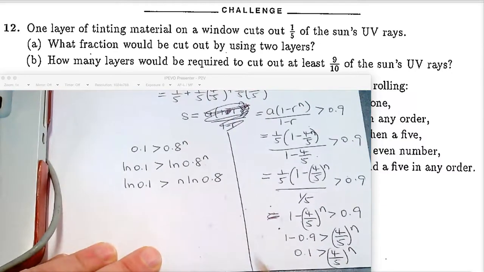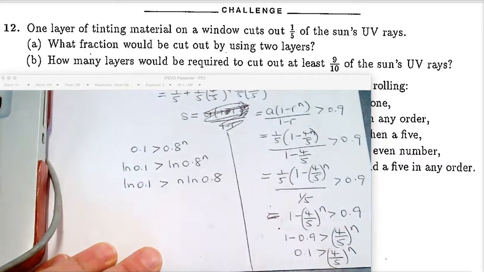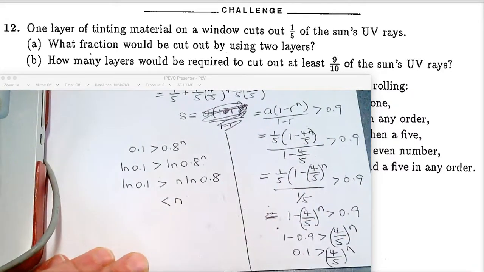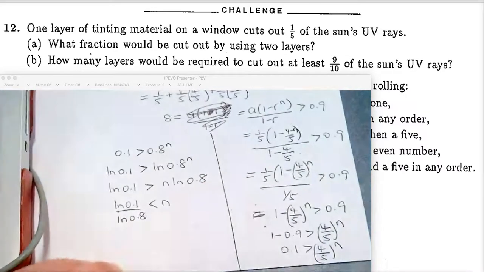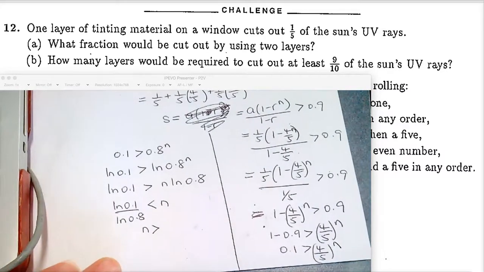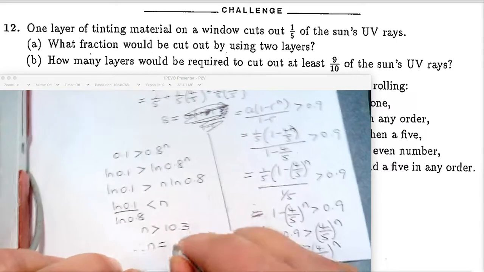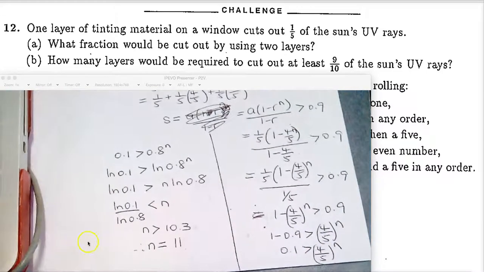Now, logs of fractions less than 1 are negative. ln of 0.8 is negative. ln of 0.1 is negative. So when you want to work out n, you've got to flip the inequality sign around, because ln 0.8 is negative. So therefore n will be greater than that. So does anyone have it? What's ln 0.1 over ln 0.8? Great. n's got to be greater than that. Therefore n is 11. So in other words, 11 layers.